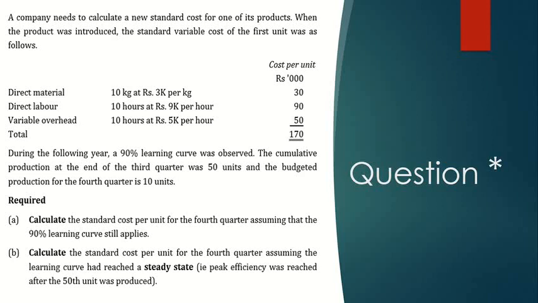Because the particular learning curve theory is coming to a steady state. Clear? Which means what you want to do then? We want to find the 50th unit's time.